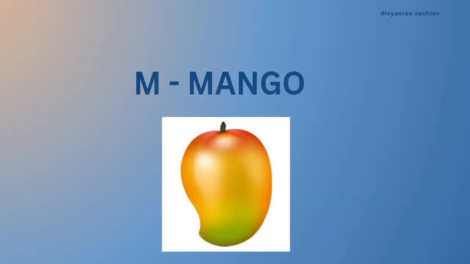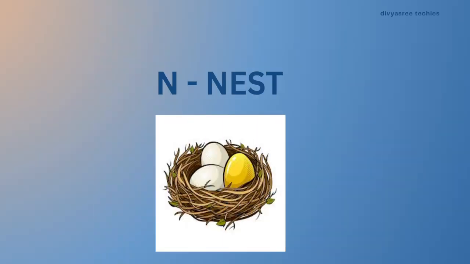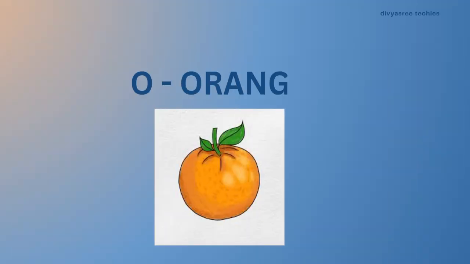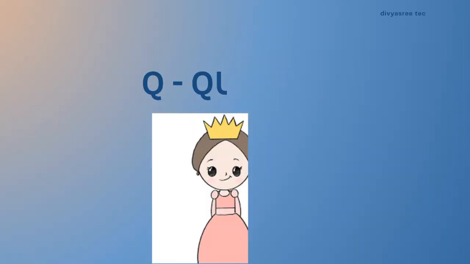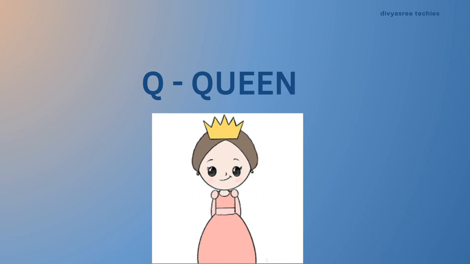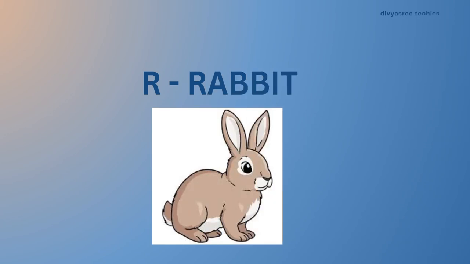M for mango. N for nest. O for orange. P for parrot. Q for queen. R for rabbit.